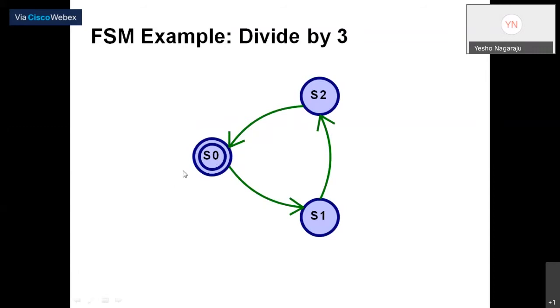So you are counting. Initially, when it is reset, this is the default state. After reset, the circuit comes into state S0, and upon the next clock edge, it goes to S1, and whenever it receives another clock edge, it goes to state S2, and after S2, it goes back again to S0, asserting the output. That means you are counting 3 clock edges: 1, 2, 3. That can be put in the description.